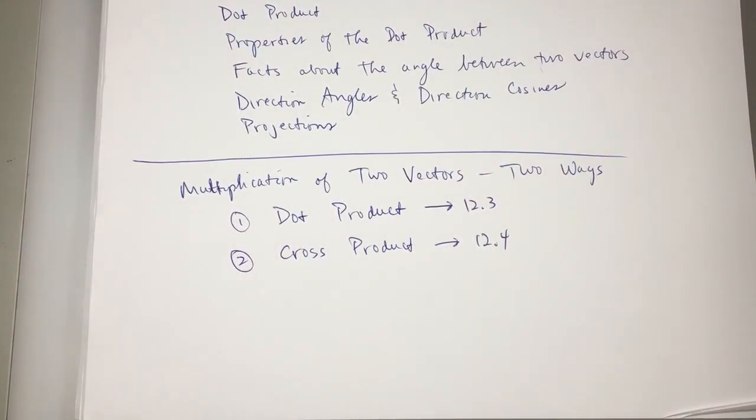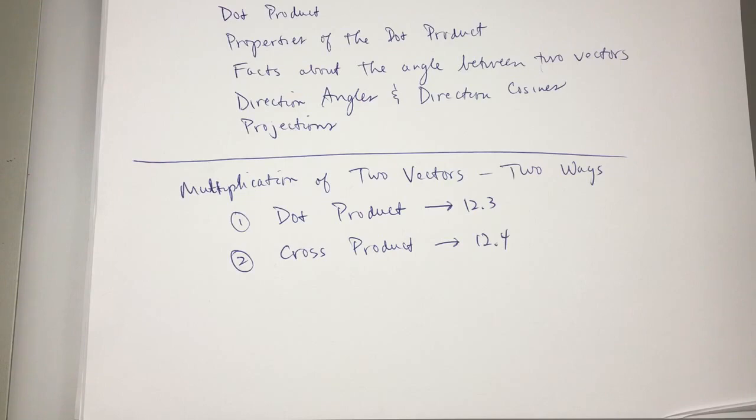Are there only 2? There may be more. That's 2 we cover. Okay, so I'm thinking you probably know something more than this. So, all right, these are the 2 that we cover, the ways to multiply 2 vectors.